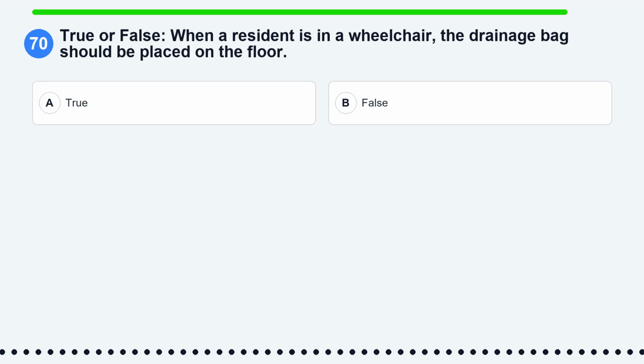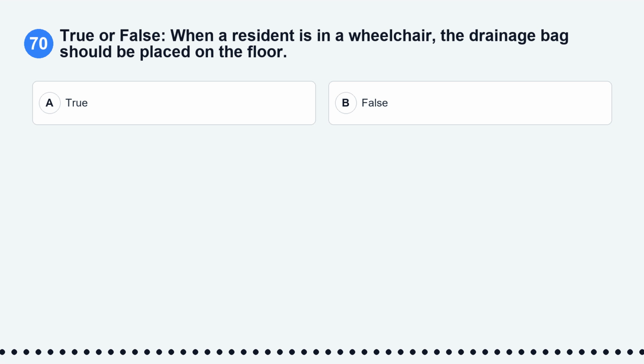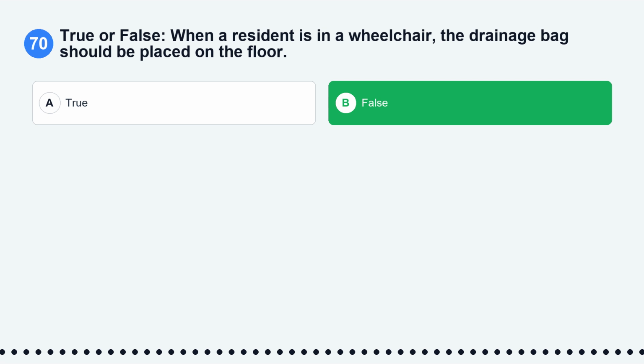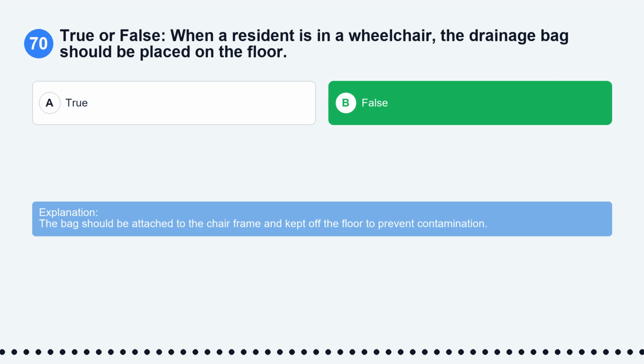Question 70. True or false, when a resident is in a wheelchair, the drainage bag should be placed on the floor? Option A, true. Option B, false. The correct answer is option B, false. The bag should be attached to the chair frame and kept off the floor to prevent contamination.